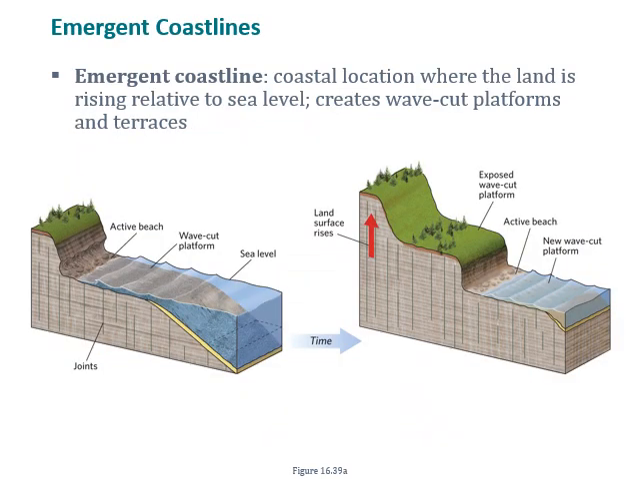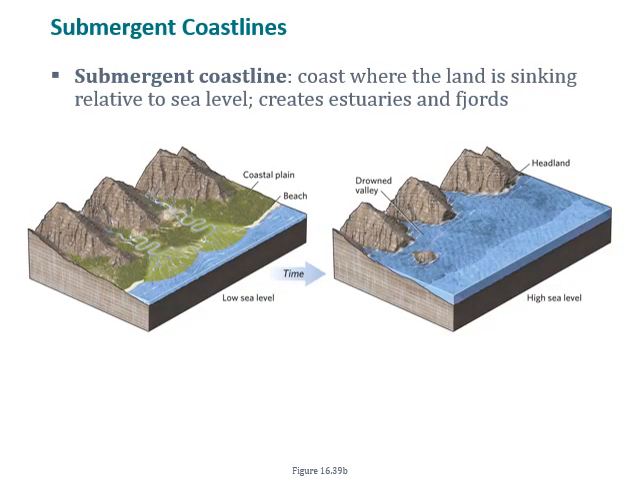Emergent coastlines are coastline locations where the land is rising relative to sea level. This creates wave-cut platforms and terraces. So here's an active beach, wave-cut platform at sea level. As the land surface rises, we get a terrace because we get the active beach at a new location. Submergent coastlines are where the land is sinking relative to sea level, which creates estuaries and fjords.